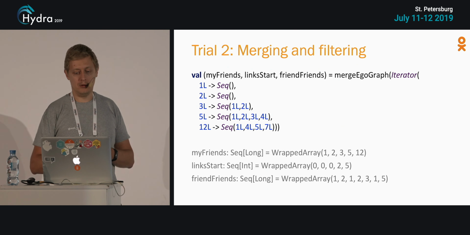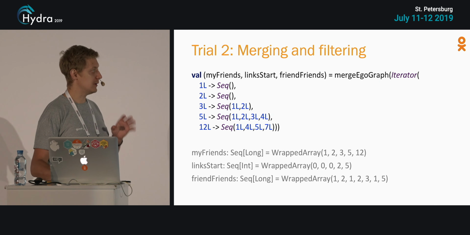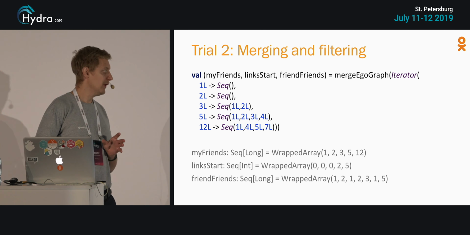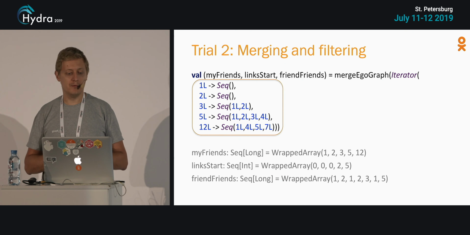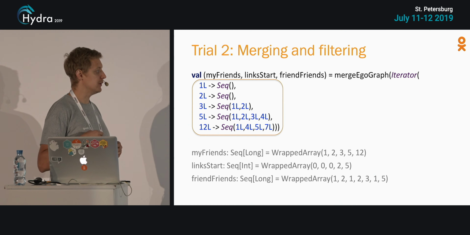And to see how it works, let's again consider a simple example with numbers. We have information about 5 friends and the friends of the friends.